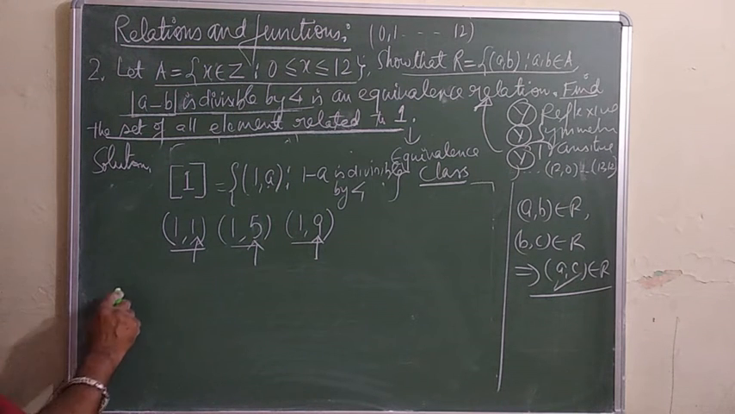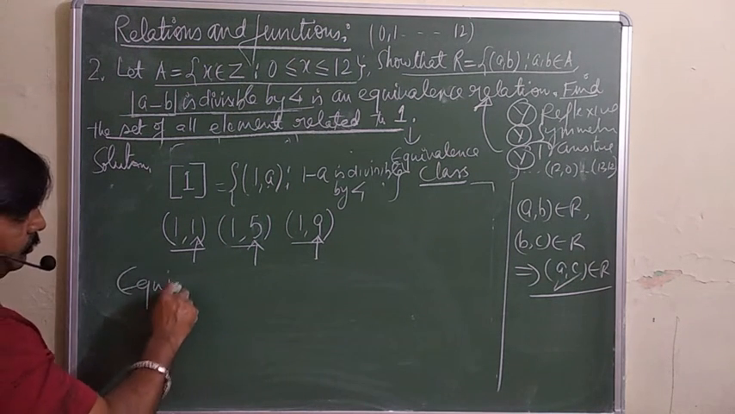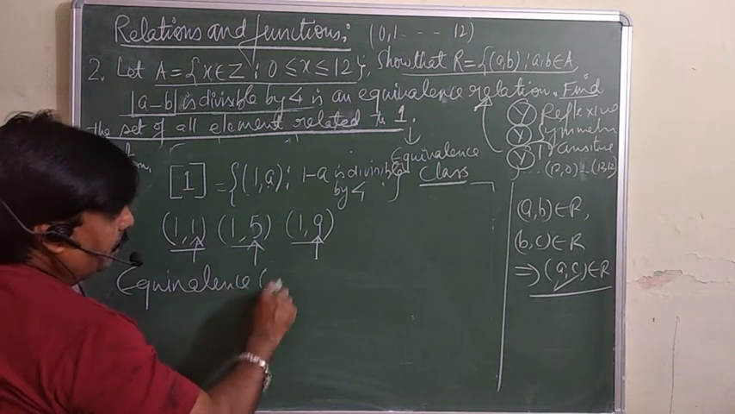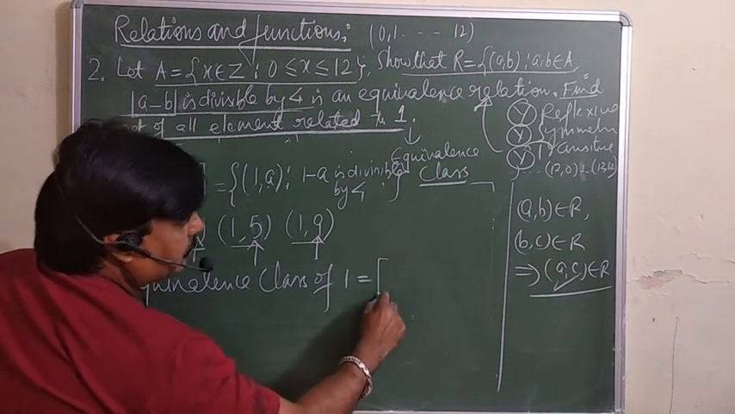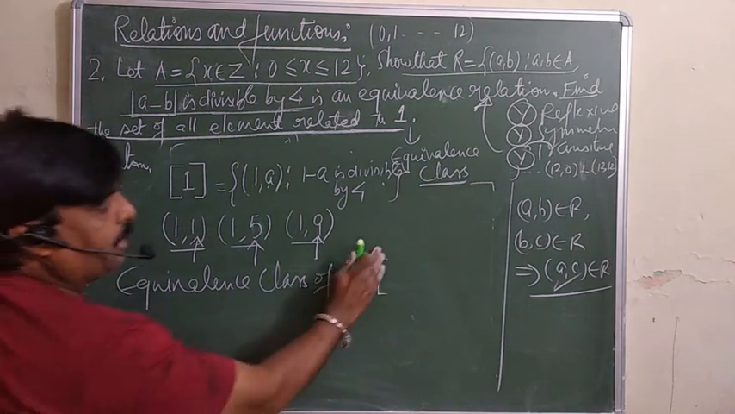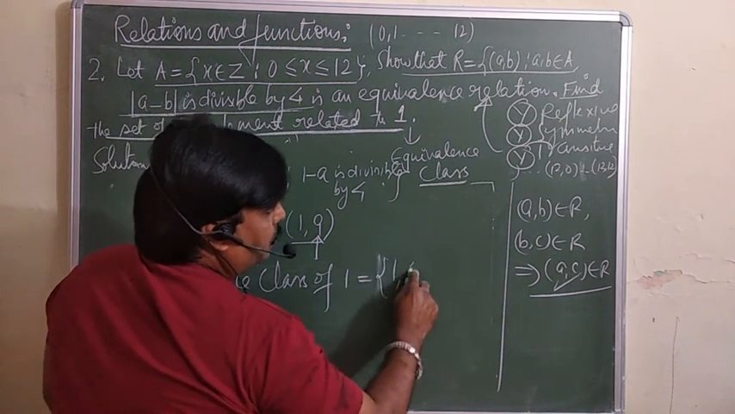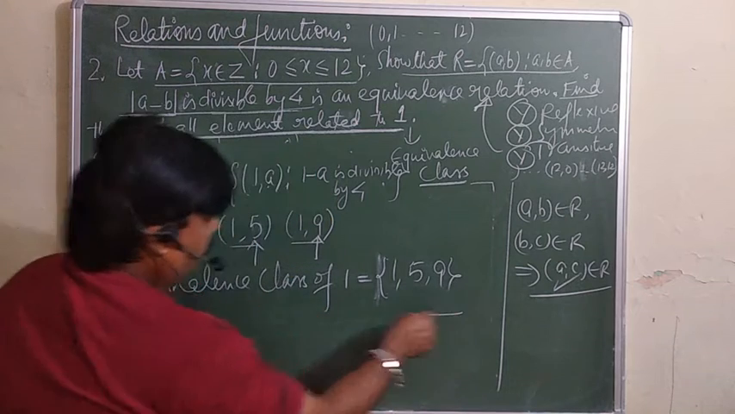तो इसको हम बोलते हैं इक्विवेलेंस क्लास ऑफ 1 इज, इक्विवेलेंस क्लास ऑफ 1 क्या हो गया, एलिमेंट्स 1, 5 and 9. This is there. Have a look.